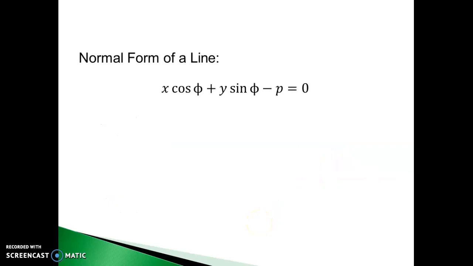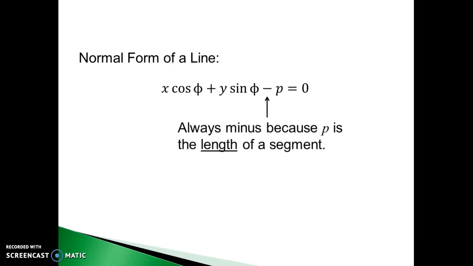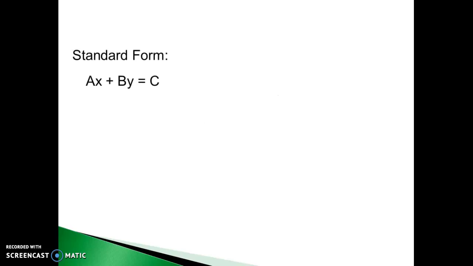And so the normal form of a line was x cosine phi plus y sine phi minus P is equal to 0. So something to remember, phi will be constant for that line, and P will be constant for that line because the normal isn't going to change. Also, P, because it's a length, it's never going to be a negative, so it's always going to be minus P in that equation.